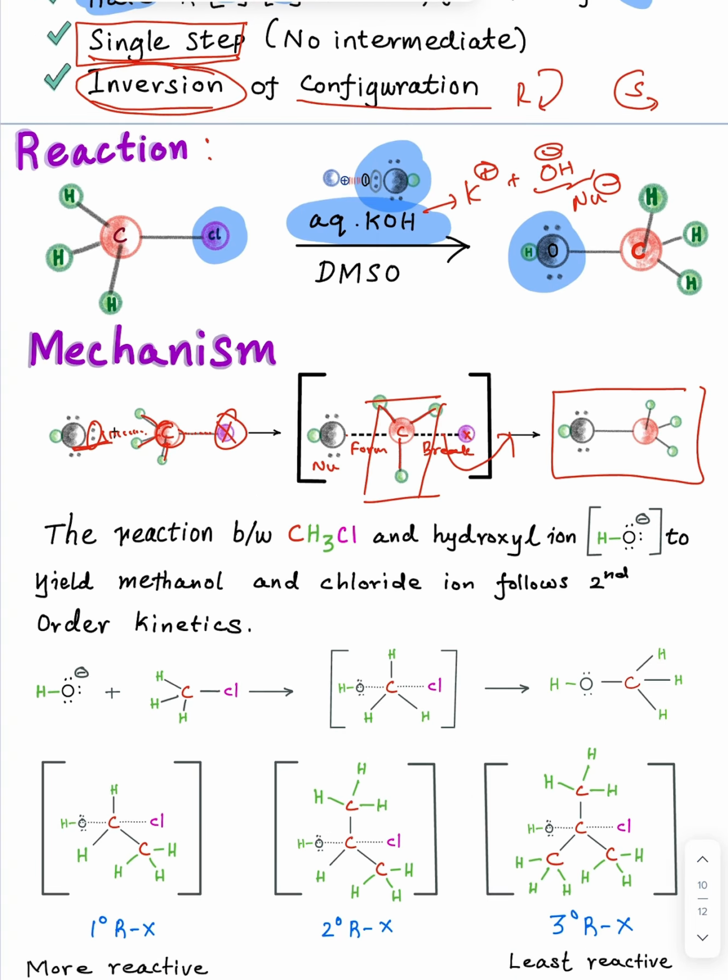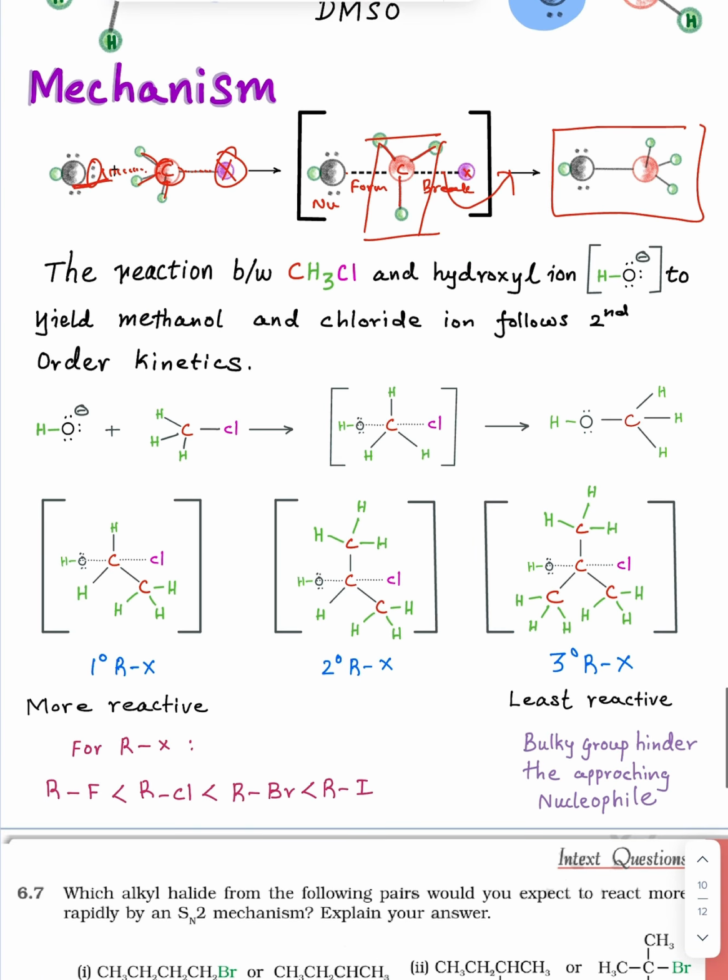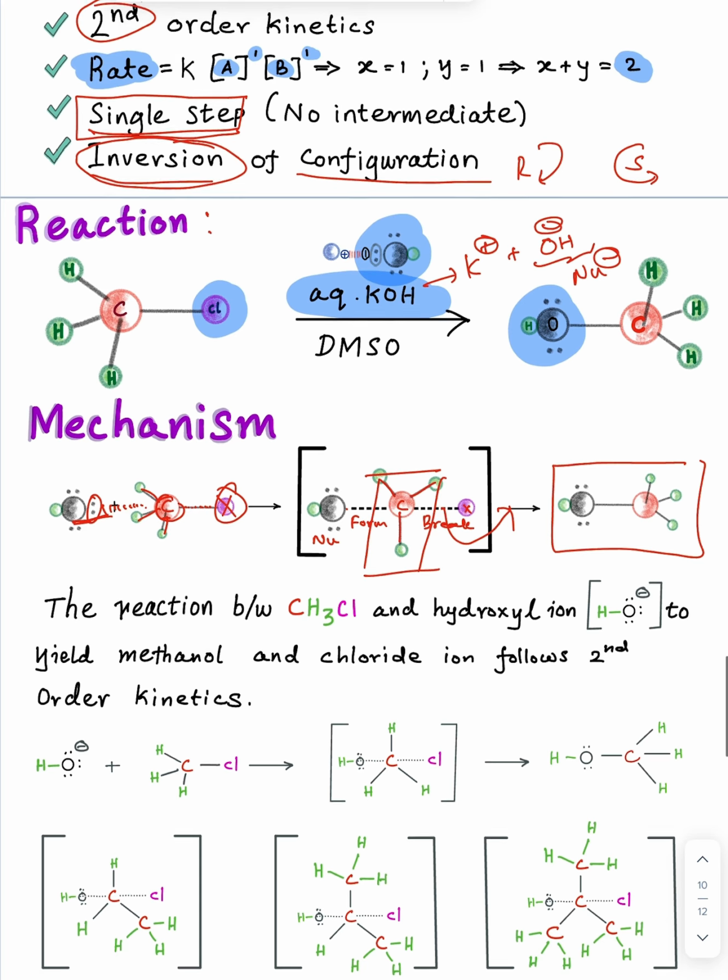So this reaction between methyl chloride and hydroxyl ion follows second order kinetics. Therefore, what is it called? It's called a bimolecular reaction. So in this reaction, here we have the concentration of methyl halide and the concentration of aqueous KOH. That also what?